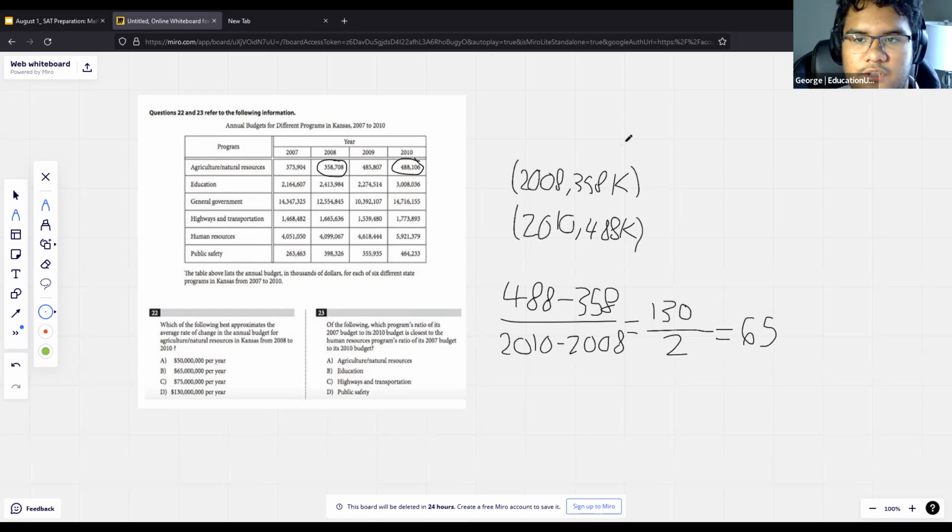Another thing to keep in mind with these graphs is sometimes it'll present information in a condensed way. As you can see in this tagline here, it says the table above lists the annual budget in thousands of dollars. So these actually represent like 358 million and stuff like that. So that's something to keep in mind when you're doing these calculations.